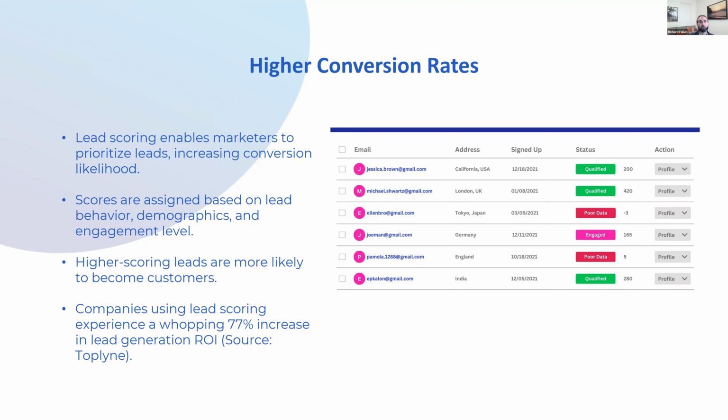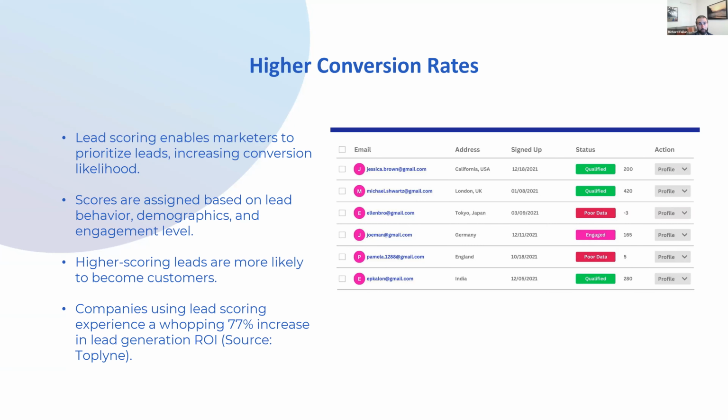And this snapshot just shows you some general examples of people who were scored. Some of them were qualified, they have a score of 200. Some of them were poor, -3. And don't mind those points. I just want you to focus on the status itself, because these things you can configure within any platform you use.